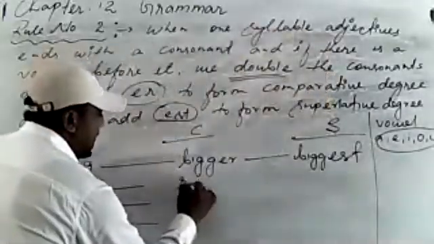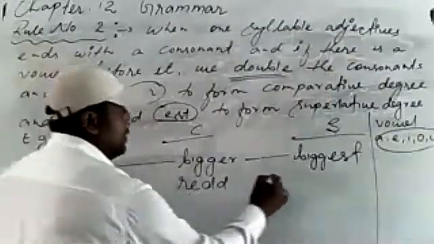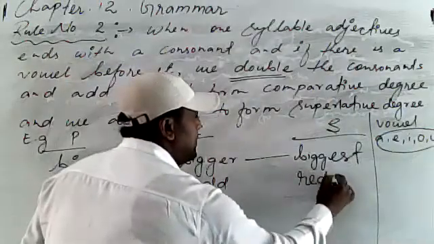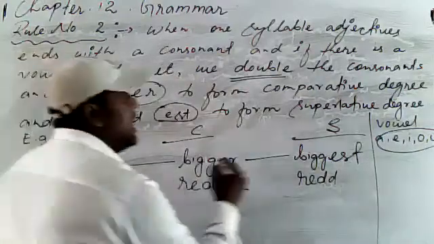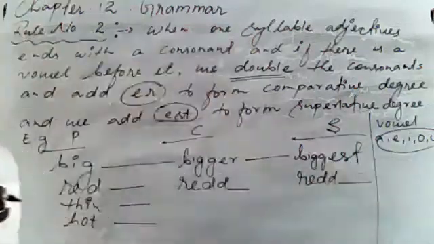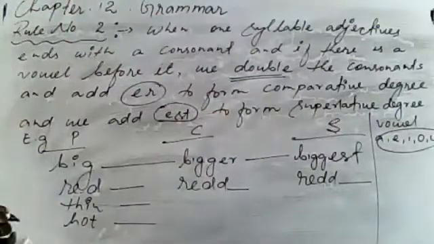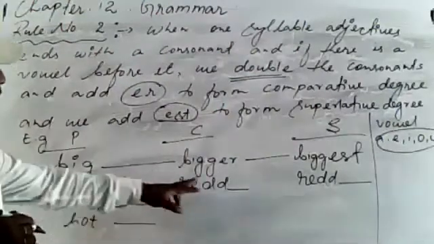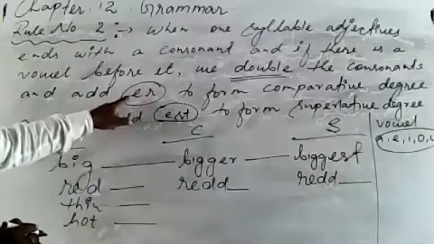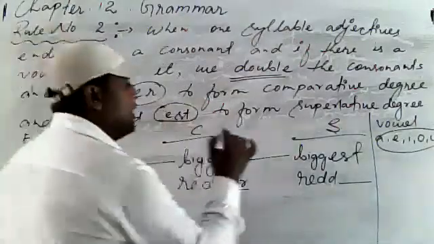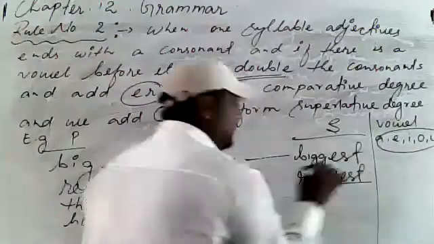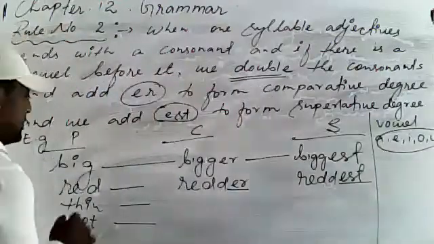Now, R-E-double-D. Here also R-E-double-D. Now, what am I going to add here in the comparative degree, and what am I going to add in the superlative degree? Students, look here. Red. For the comparative degree, I am going to add ER. Red, redder, reddest. Now look at some more examples.